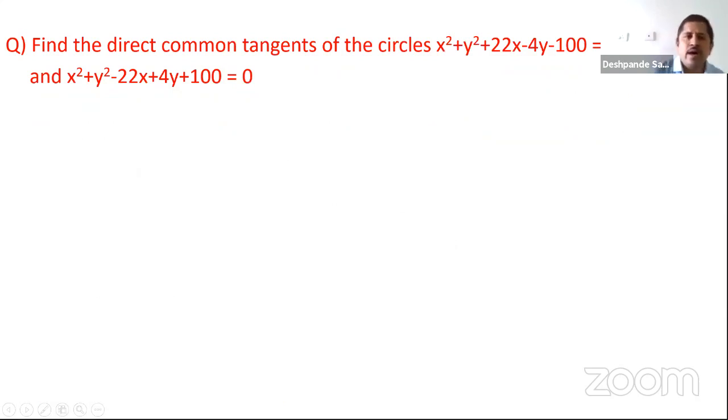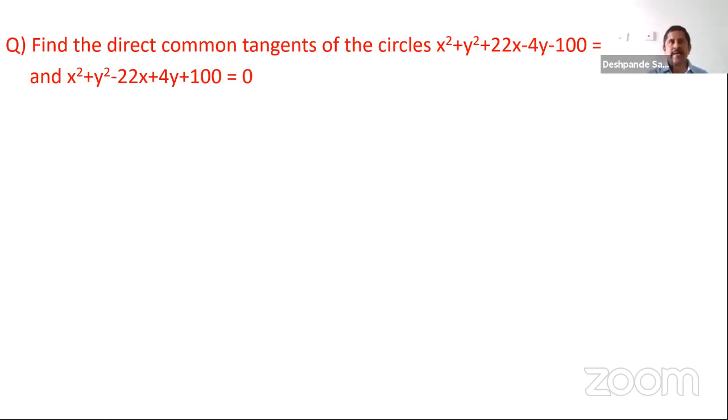So the next question, a very, very important question. Carefully listen to this problem here. Find the direct common tangent of the circles x square plus y square plus 22x minus 4y minus 100 is equal to 0, and the second equation of circle is x square plus y square minus 22x plus 4y plus 100 is equal to 0.